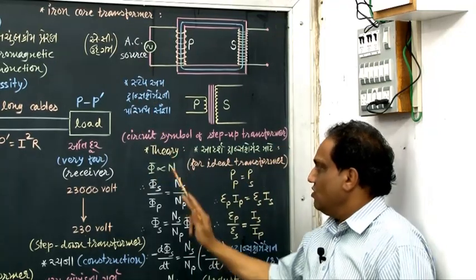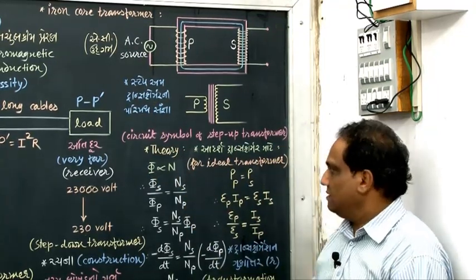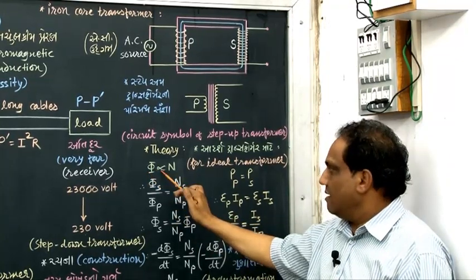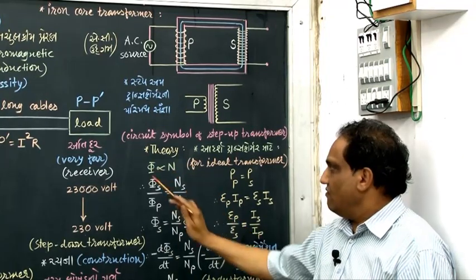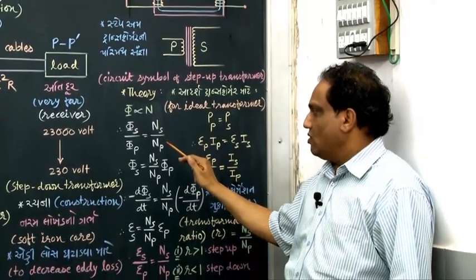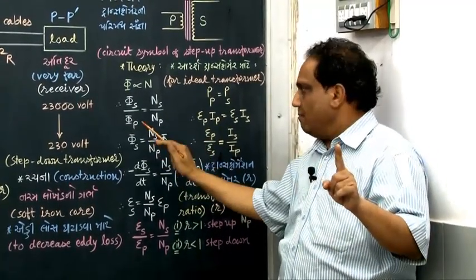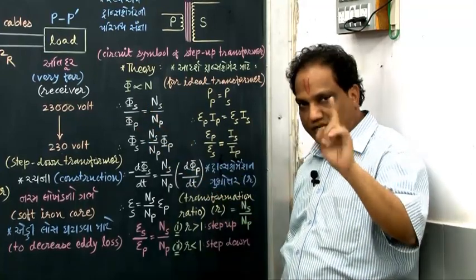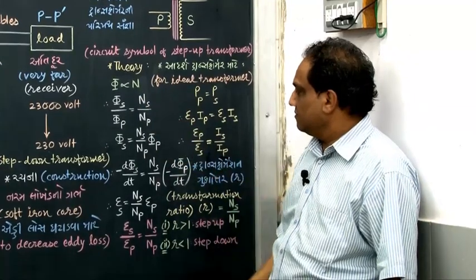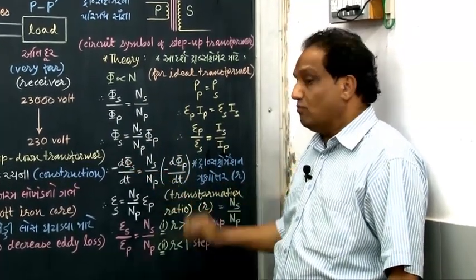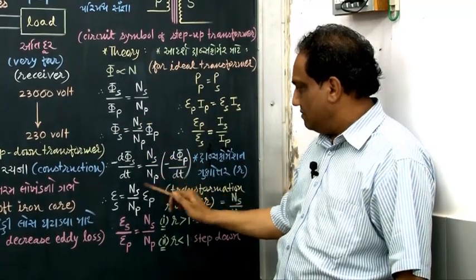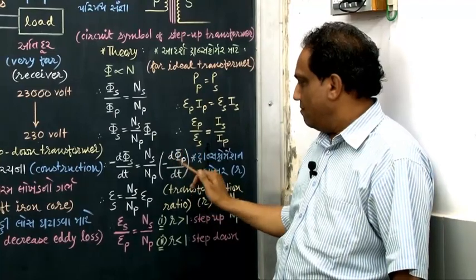Fine. What is the theory behind the working? Very simple. Total magnetic flux linked with any coil is directly proportional to the total number of turns. If phi is proportional to n, then phi_s upon phi_p will be equal to n_s upon n_p. Once again I repeat, P stands for primary, S stands for secondary. Find out phi_s from here, transfer this phi_p to the numerator, and now take minus d by dt on both sides. Minus d phi_s by dt equals n_s upon n_p, which is constant, times minus d by dt of phi_p.